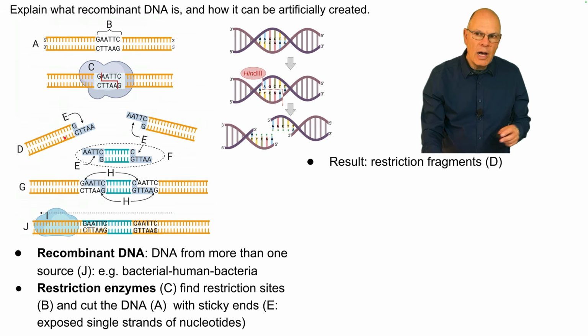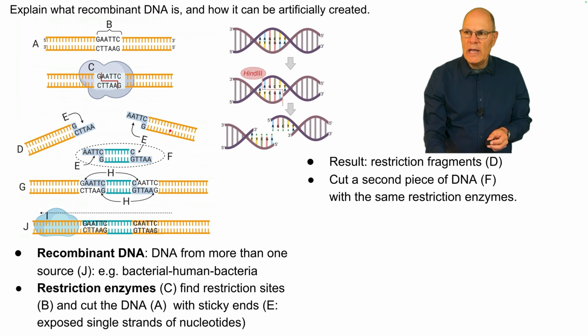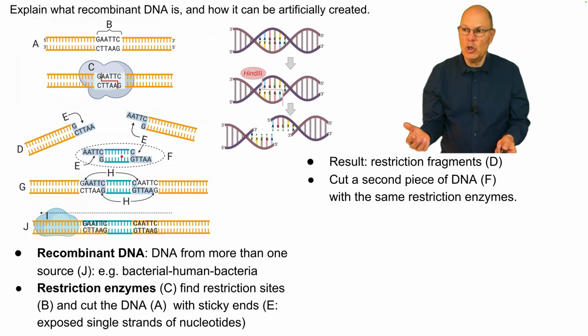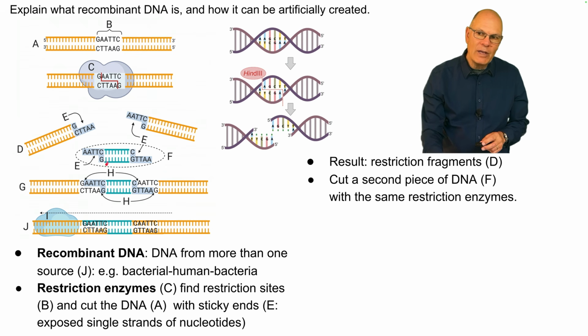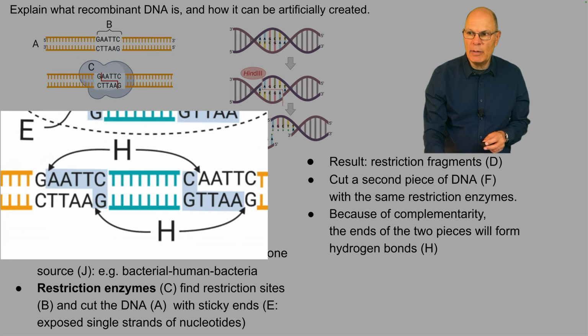The result of using a restriction enzyme, shown over here, are restriction fragments. So here's a fragment over here, here's another fragment over here. If you cut a second piece of DNA, for example, a piece of human DNA with the same restriction enzymes, what you'll wind up having are complementary sticky ends. Because of complementarity, the ends of the two pieces will form hydrogen bonds. That's what you see happening over here.